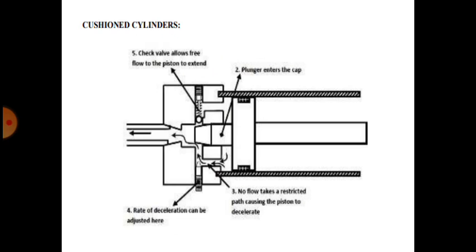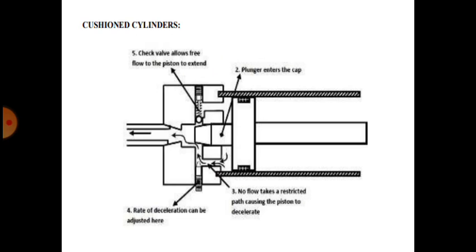Cushioned cylinders. In certain applications, it is essential to decelerate the moving piston gradually. That means we want to reduce the speed at which the piston comes at the end. So in certain applications, it is essential to decelerate the moving piston gradually at the end of the stroke. Such cylinders are provided with a cushioning mechanism and are termed cushioned cylinders. Cushioned cylinders are used when delicate loads are being moved, or when the cylinder loading is gradual, or in some heavy cylinders to avoid damage of the cylinder itself at the end of the stroke.